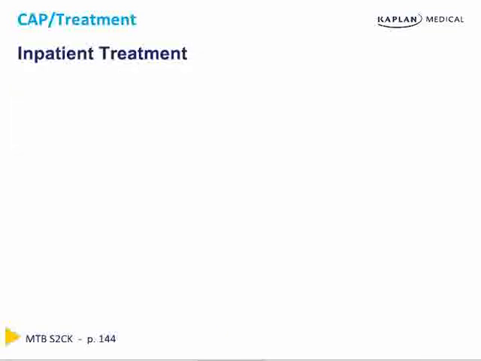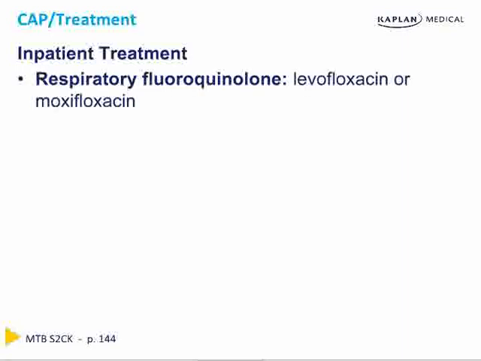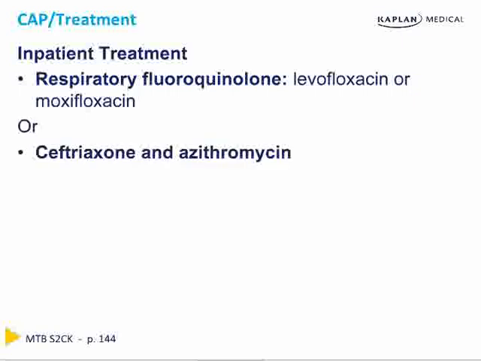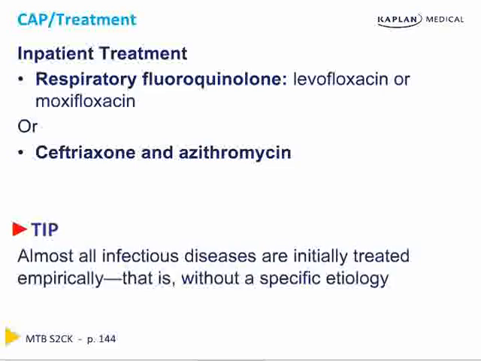If the patient is admitted to the hospital, intravenous antibiotics should be given. This can be a respiratory fluoroquinolone, like levofloxacin or moxifloxacin, or more commonly, ceftriaxone and azithromycin, both given intravenously. Another tip for step 2 is that almost all infectious diseases are initially treated empirically, that is, without a specific etiology. Once you have a certain bug, you can narrow your antibiotics to that particular organism.